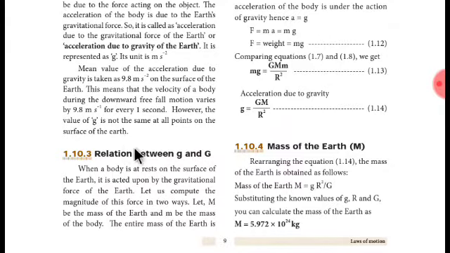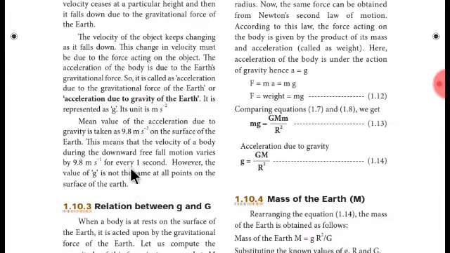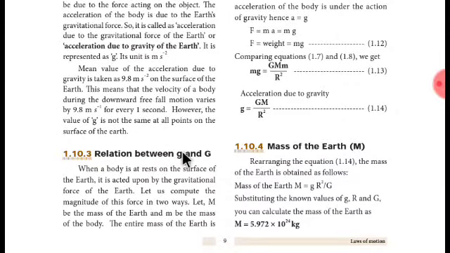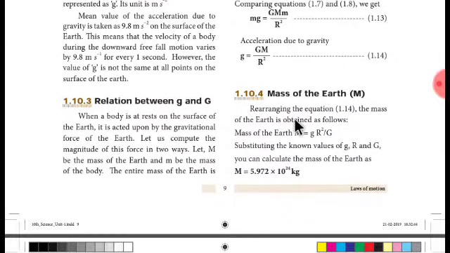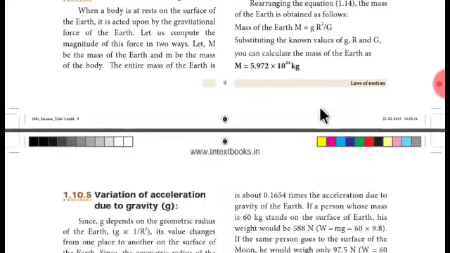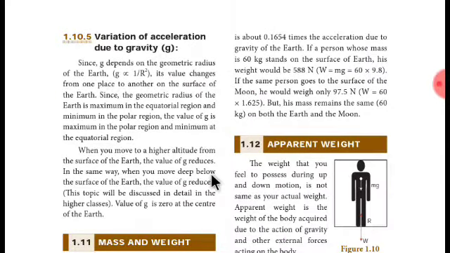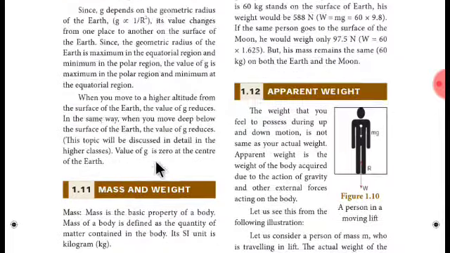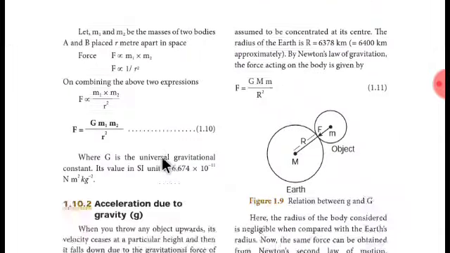Due to shortage of time, I'm just stopping this lecture at this part, and I will continue in the next lecture from the relations between small g and capital G, and I will be completing the mass of the earth in the next lecture. I'm sorry for the inconvenience.